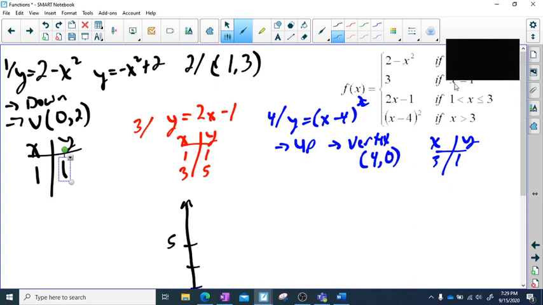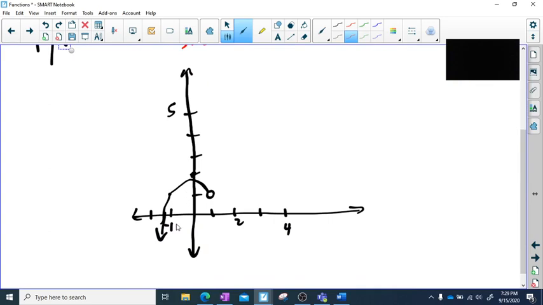Well, here's an easy one. Piece 2 of the function is just the ordered pair 1, 3. So I'll put that in red, just so we can see each of the 4 pieces. So 1, 3 is a single dot on my graph. There's piece 2, done.